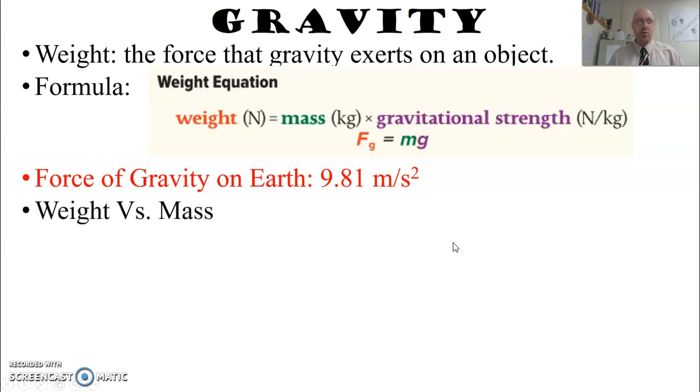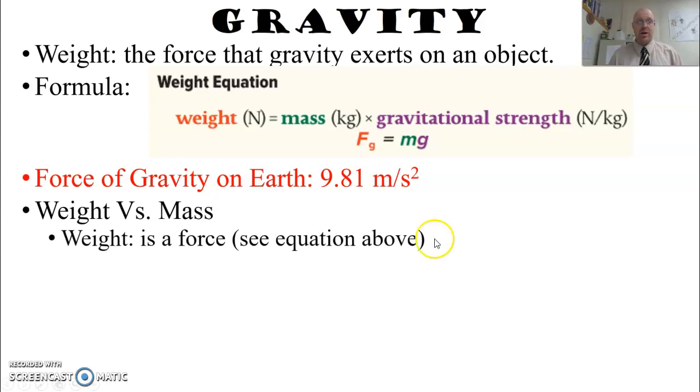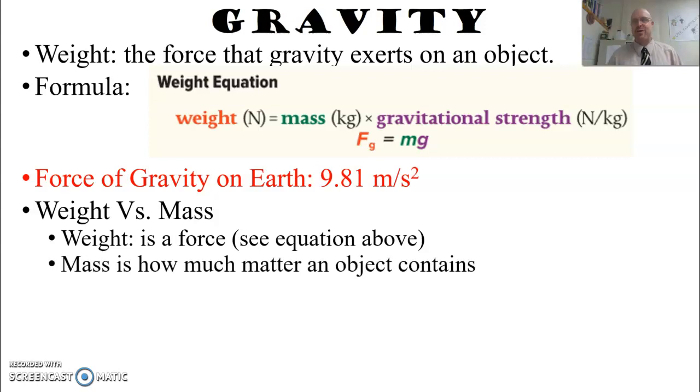And again, remember, weight is different than mass. Weight is a force. If you look up here, we see weight is in newtons. It is a force, also the force of gravity. And it can differ depending on which gravitational body you're standing on. For instance, if you're on the moon, the gravity on the moon is much less than the gravity on the Earth. So you would weigh less on the moon. So everybody's like, ooh, I'll move there.